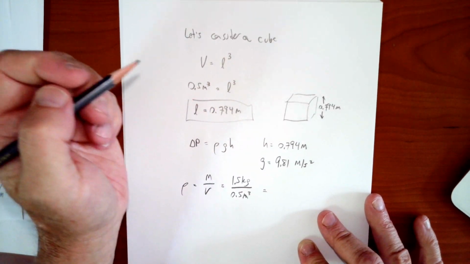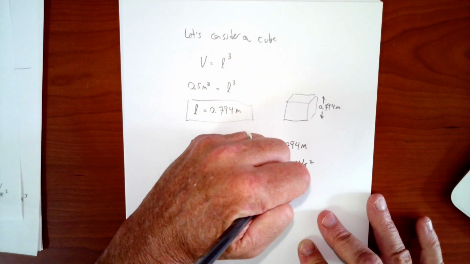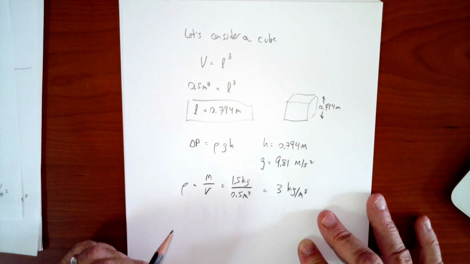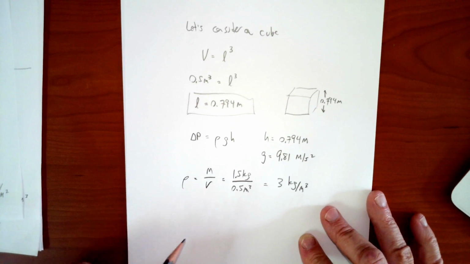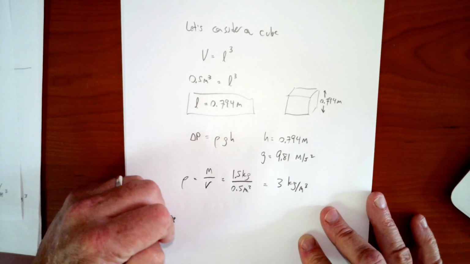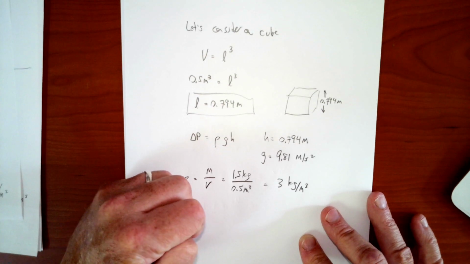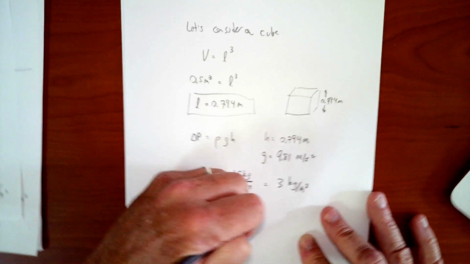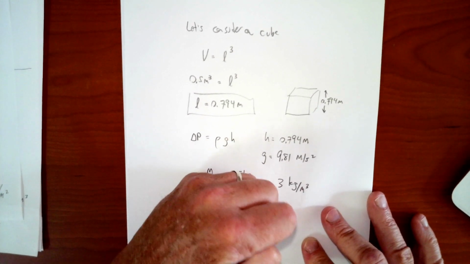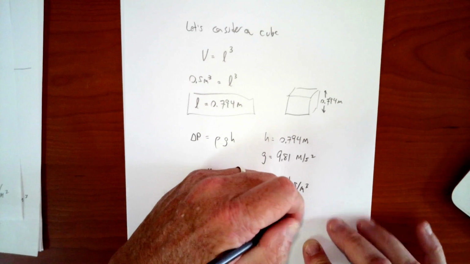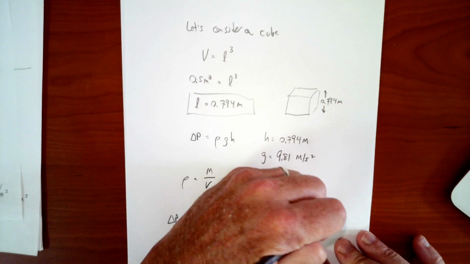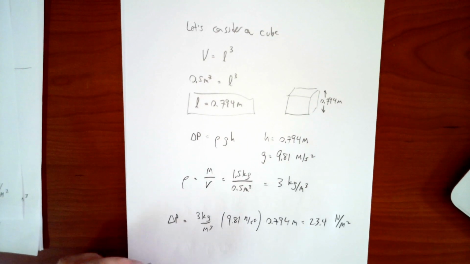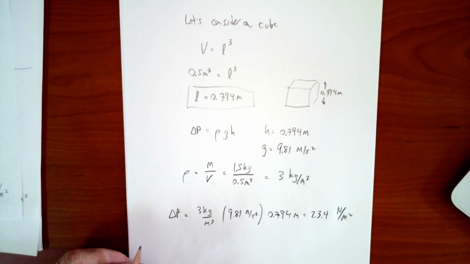So that's pretty easy, and we can crunch that in the calculator. Actually, I don't even need a calculator. 1.5 divided by 0.5 is just 3. So we have 3 kilograms per meter cubed as our density for air. So the air in that box has a density of 3 kilograms per meter cubed, and we can then calculate a pressure change from the top to the bottom of the box. So we get 3 kilograms per meter cubed times 9.81 meters per second squared times 0.794 meters equals 23.4 newtons per meter squared. So is 23 newtons per meter squared a lot or a little?